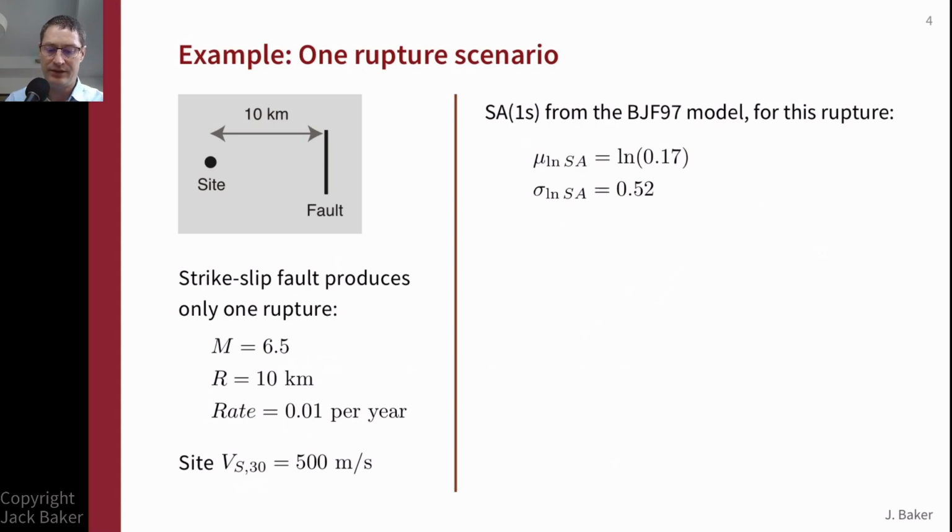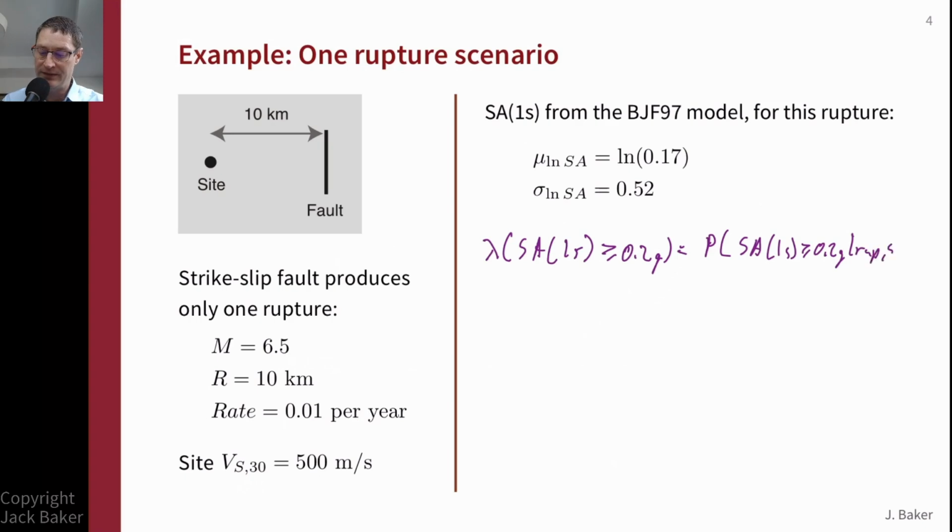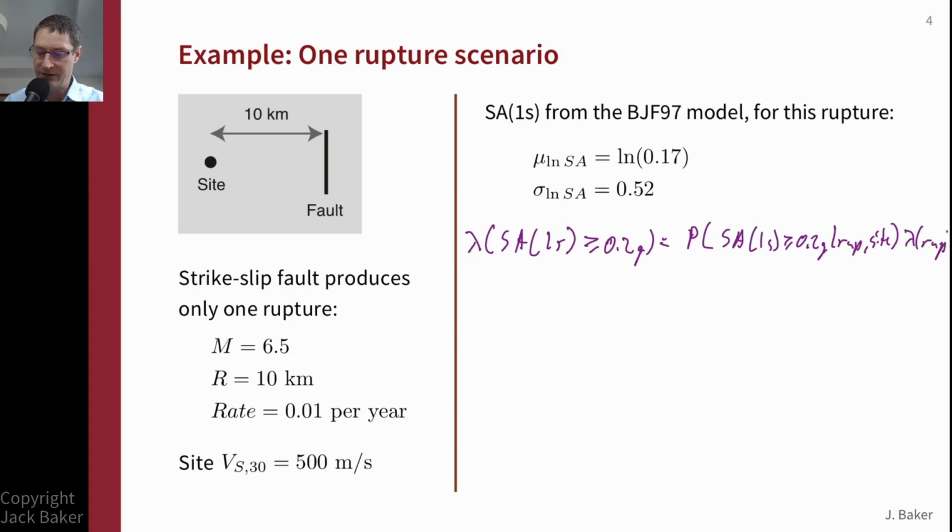Okay, so let's think through the rate of exceeding 0.2 g. So we can say the rate of our IM is going to be spectral acceleration at 1 second. And the rate of exceeding 0.2 g. First, we'll spell out the terms here. So we've got the probability that SA 1 second exceeds 0.2 g given the rupture and the site. We'll have the rate of the rupture. And there's only one rupture here, so we don't have to have the I indices or anything like that. All right, so those were the two terms from the previous slide. We can evaluate them here.